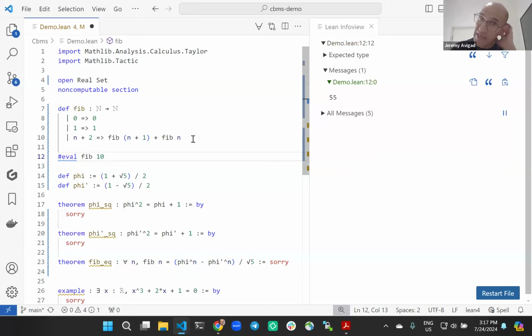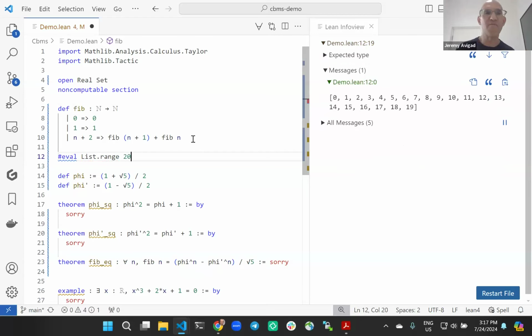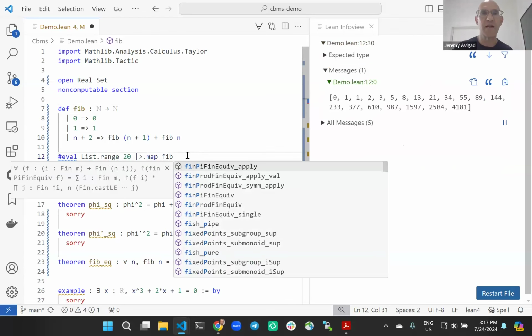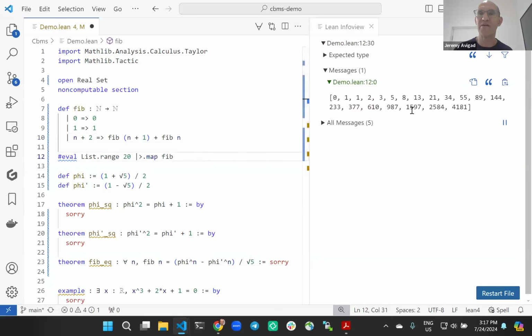This, by the way, is a horribly inefficient implementation of the Fibonacci function. Another thing you can do in Lean is define a more efficient, computationally efficient version and prove it's equal to that one. What I'm doing here now is I've made a list of the numbers from 0 to 19, so the natural numbers less than 20. And now what I'm going to say is just apply the Fibonacci numbers to each of them. There we go. And you see that it computes the initial Fibonacci numbers.